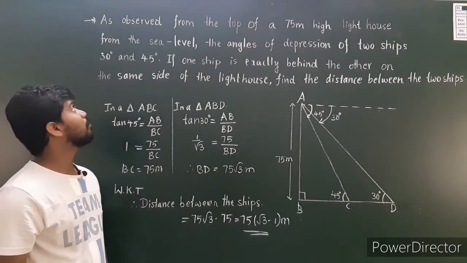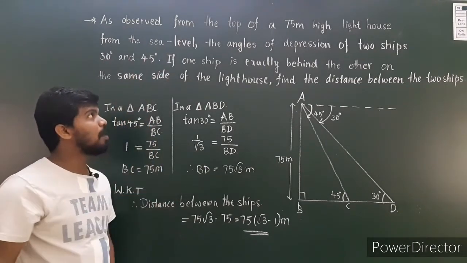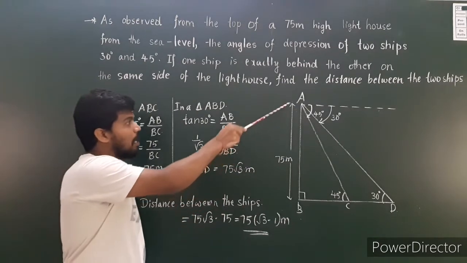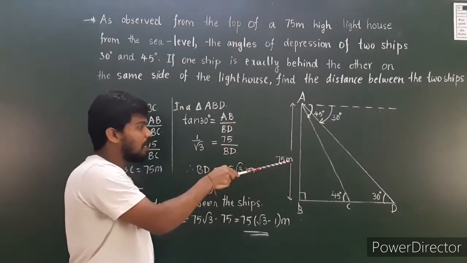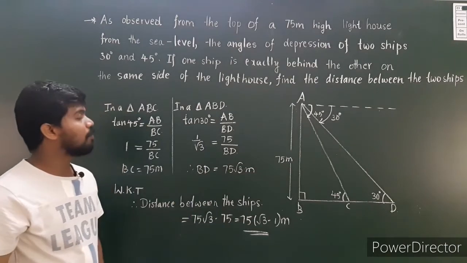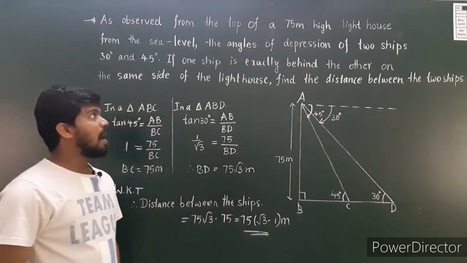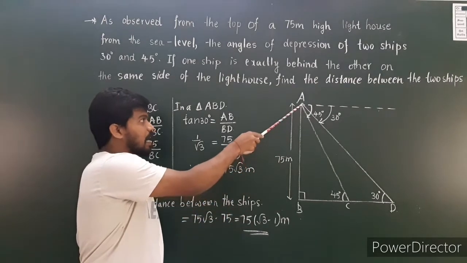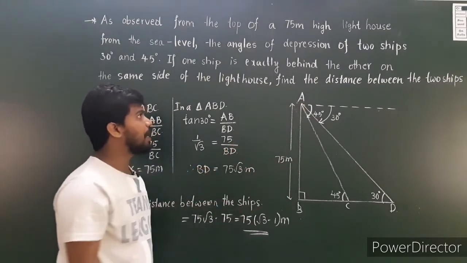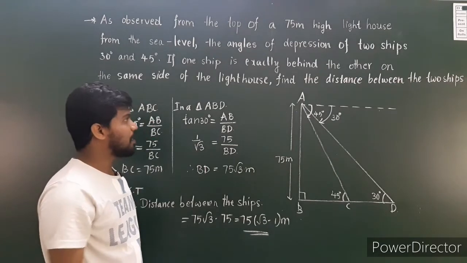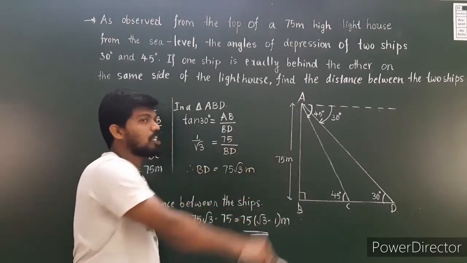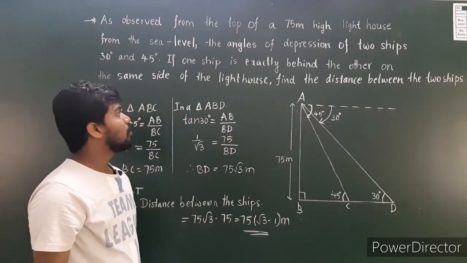Let's go through it one more time. As observed from the top of the 75 meter high lighthouse, AB is the lighthouse with height 75 meters, from the sea level. So this is the sea level. The angle of depression: the person is standing at point A, and the person is looking downwards.